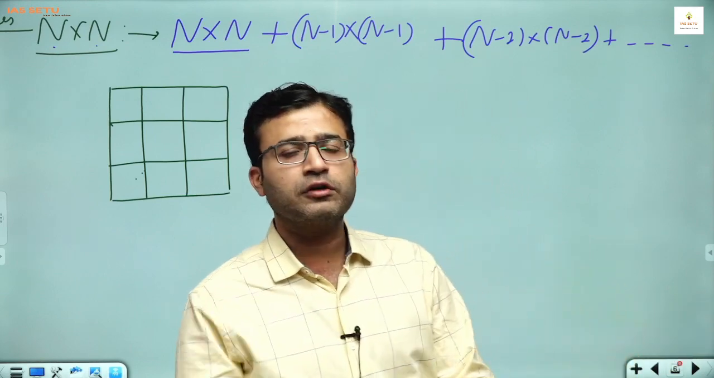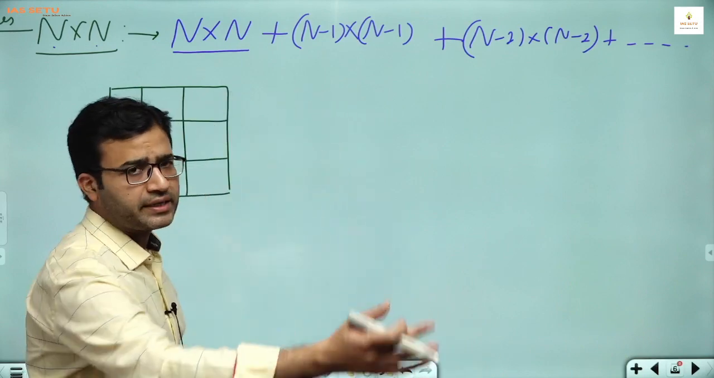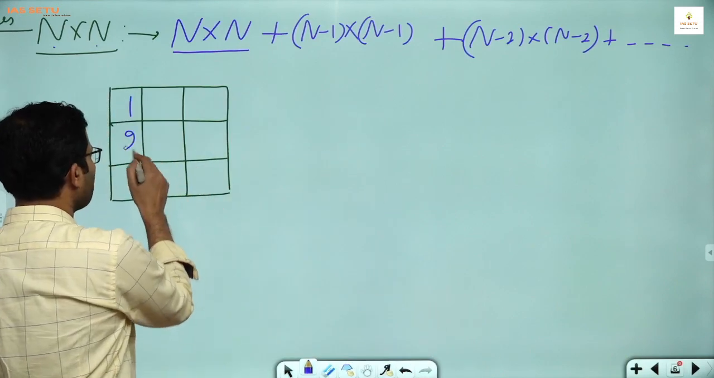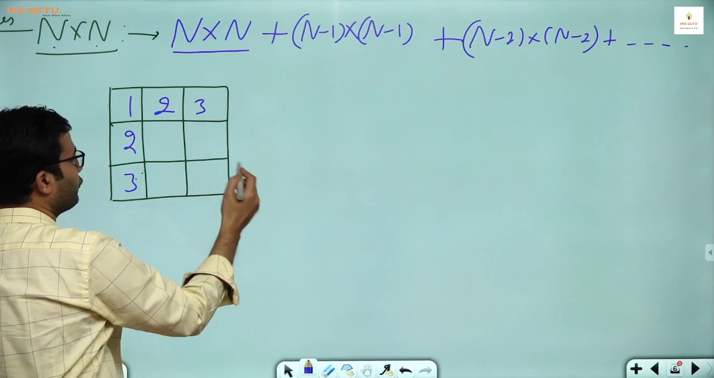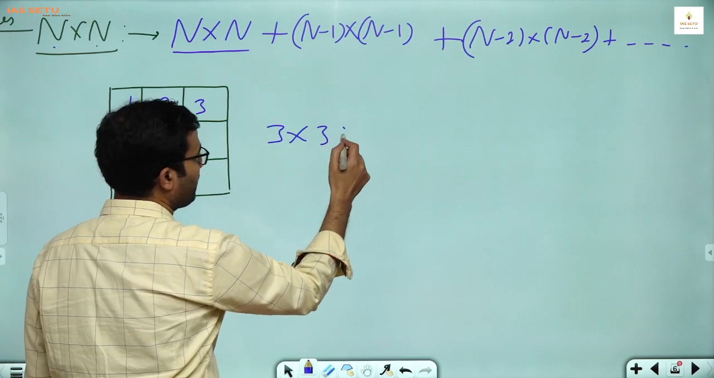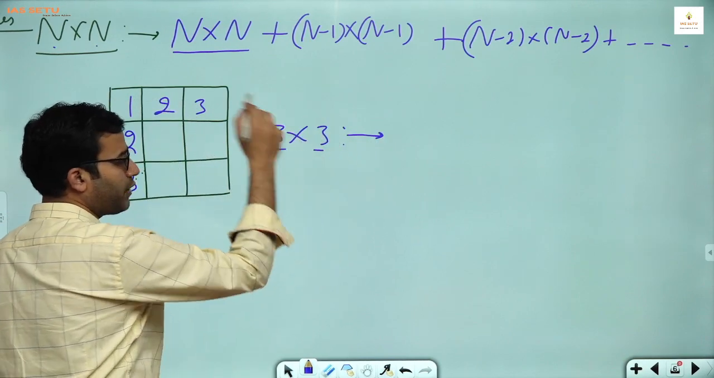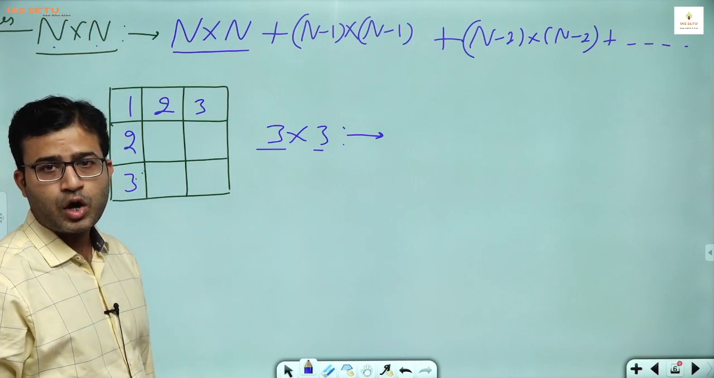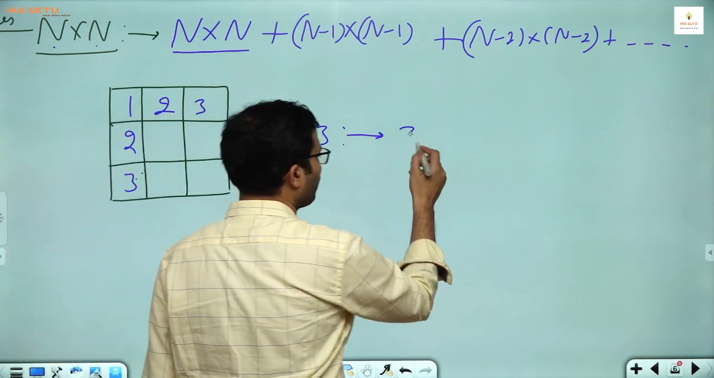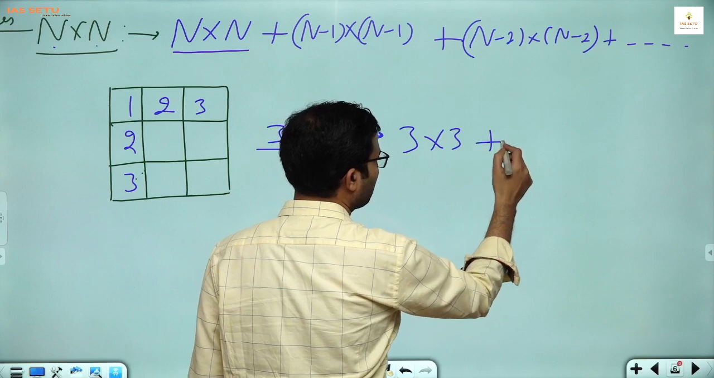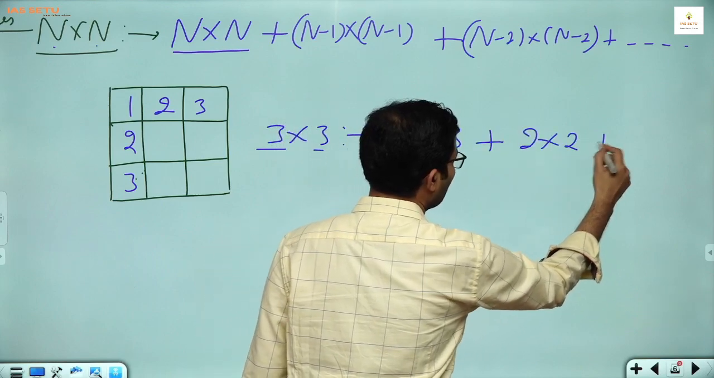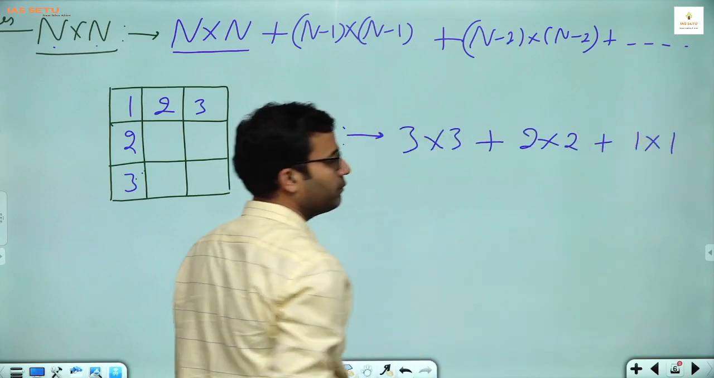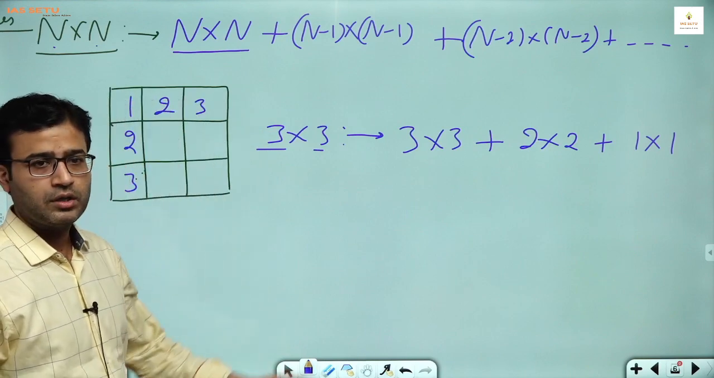When we use this formula, it is the easiest. Automatically you get your answer. Like here, this is 1 2 3, this is 1 2 3, so this is a 3 by 3 figure. So the value of n is 3. According to this shortcut, we have to start with 3 into 3 plus 2 into 2 plus 1 into 1 plus 0 into 0.